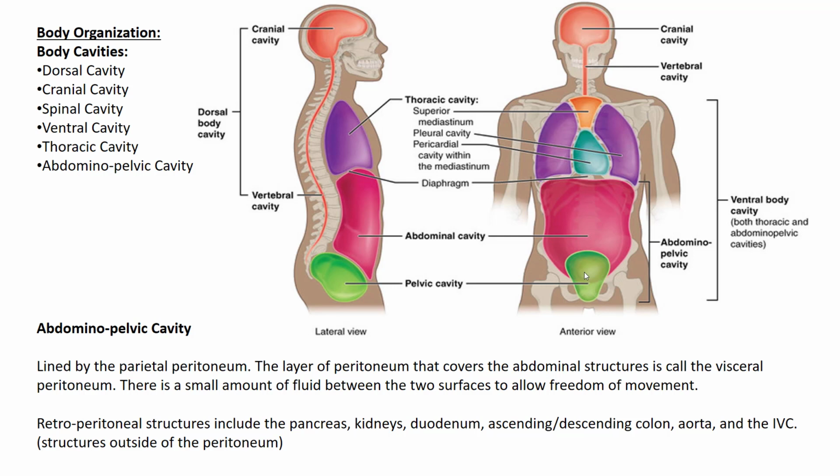And there is peritoneum that covers most of the organs in the abdominal area, and there are a few organs that are not covered by this peritoneum. They're called retroperitoneal structures here in this last line, and those particular structures include the pancreas, kidney, duodenum, ascending and descending colon, aorta, and the IVC. So those are structures outside of the peritoneum. They are not covered by peritoneum, and those are structures that you should be aware of.